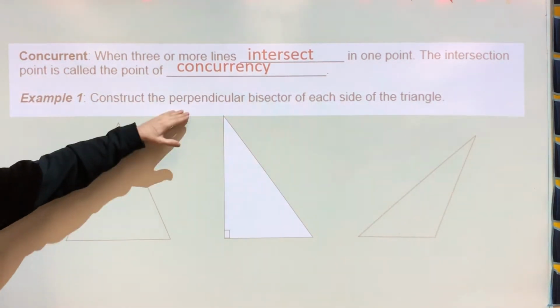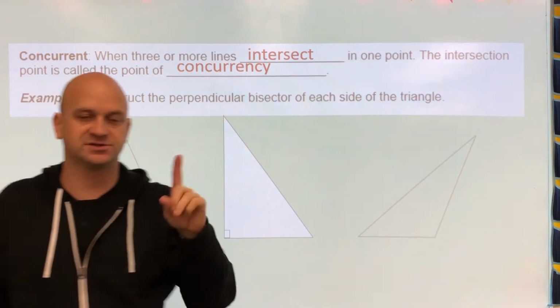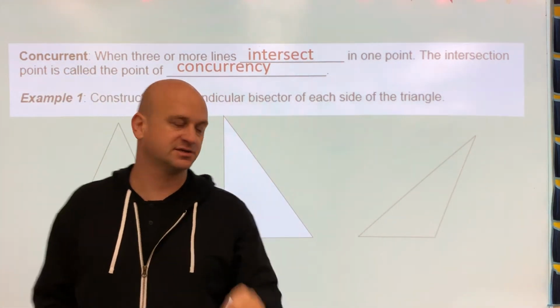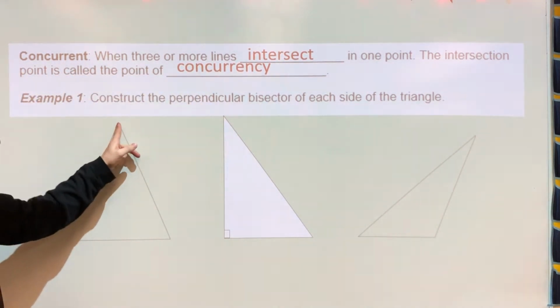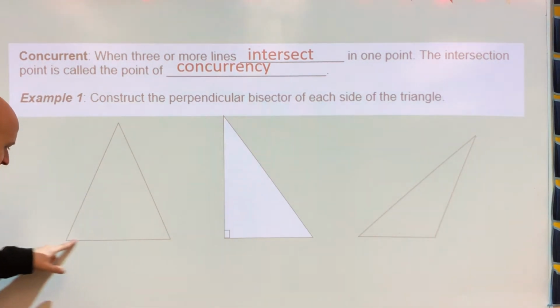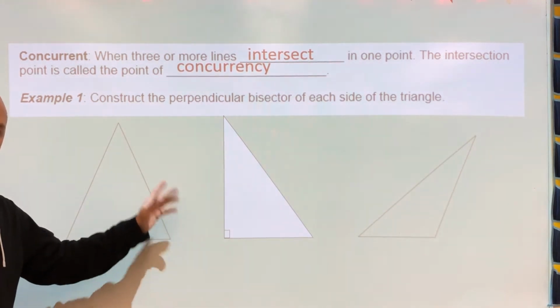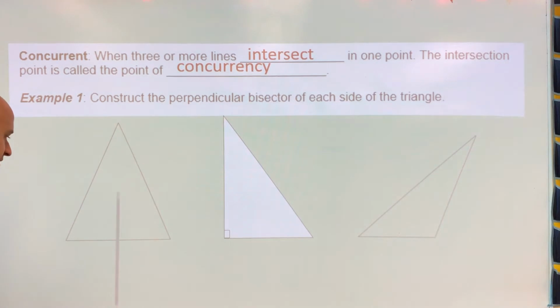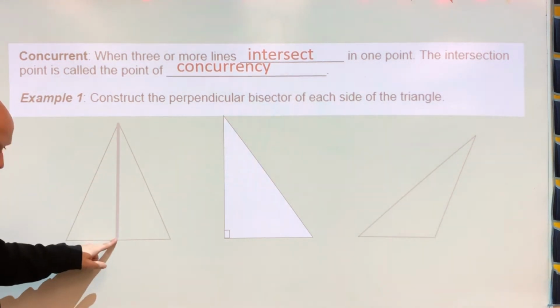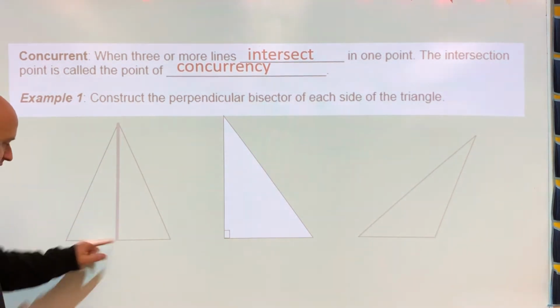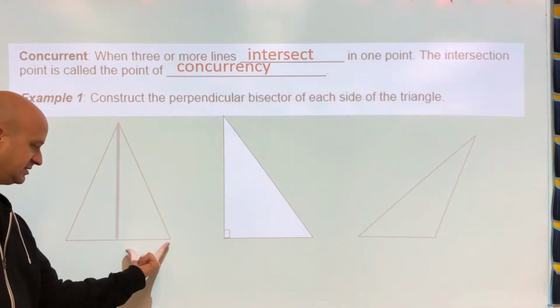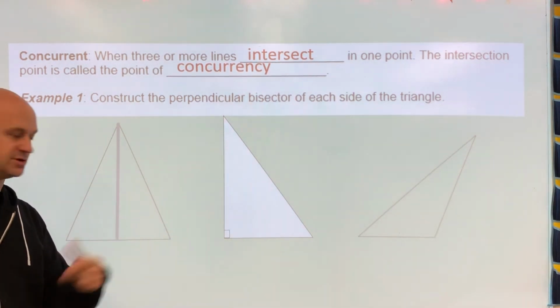So here's an example of a perpendicular bisector. The first concurrent line is called the perpendicular bisector. If you remember, a perpendicular bisector is going to take a side of the triangle and bisect it perpendicularly. So in this case, this side would be bisected at a 90-degree angle, and that means that this section and this section of the side are congruent.